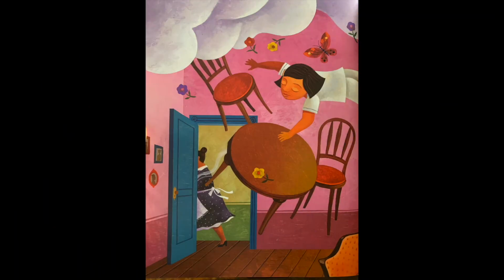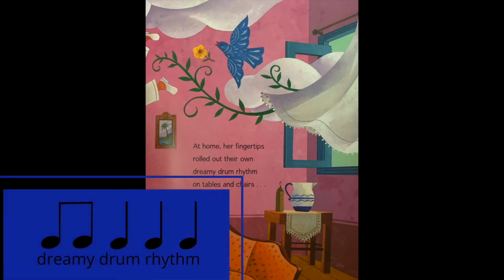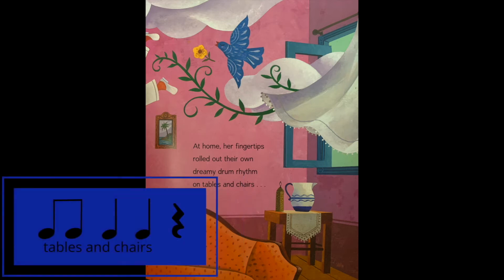At home, her fingertips rolled out their own dreamy drum rhythm on tables and chairs. So our first rhythm is dreamy drum rhythm. Ready, go. And then we have tables and chairs. Ready? Good job.